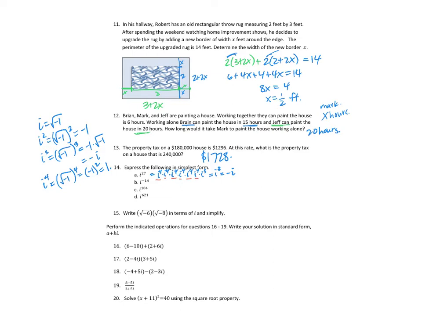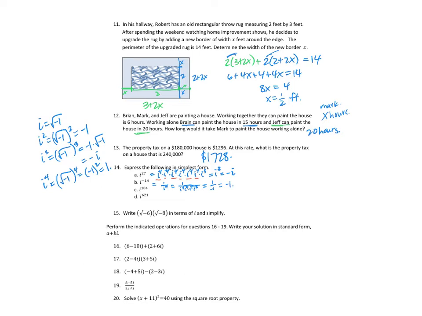I to the -14th is going to be 1 over I to the 14th. And I to the 14th is I to the fourth times I to the fourth times I to the fourth times I squared. So 4, 8, 12, 13, 14 i's multiplied together there. Each of those I to the fourths is a 1, and I squared is -1. So it's 1 over -1, which is -1.